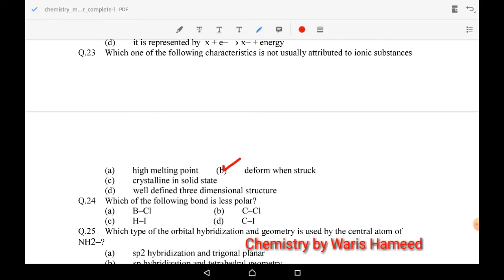23rd MCQ. Which of the following bonds is a less polar bond? In this case, the carbon and iodine bond is less polar. Polarity is measured by the electronegativity difference.